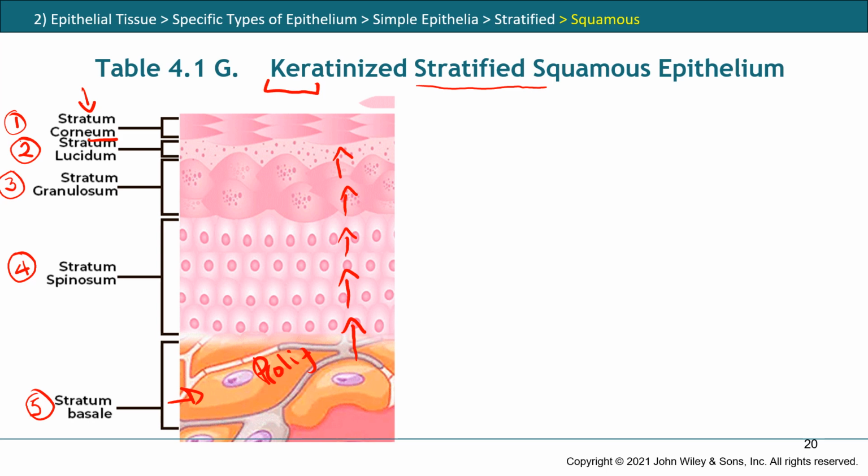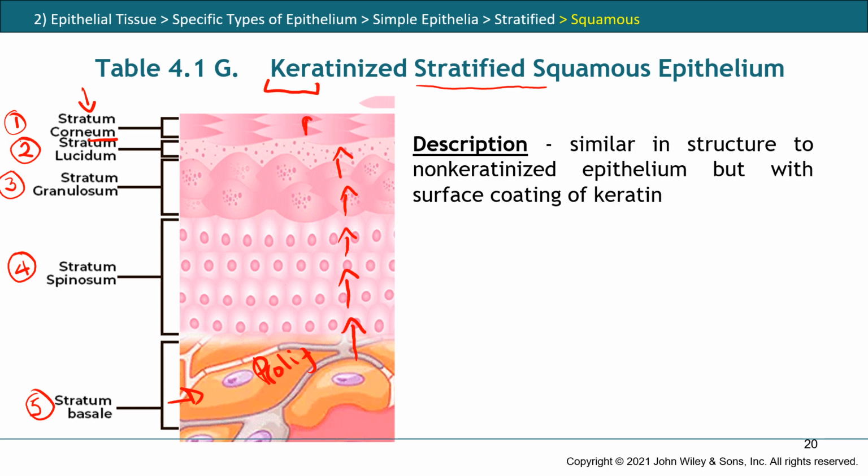Sorry, those cells are dead, and they work as a shield, as I have told multiple times, and they can be removed. So I told you about the stratum corneum, very strong stratum. The cells are generally dead, and they have a lot of keratin.